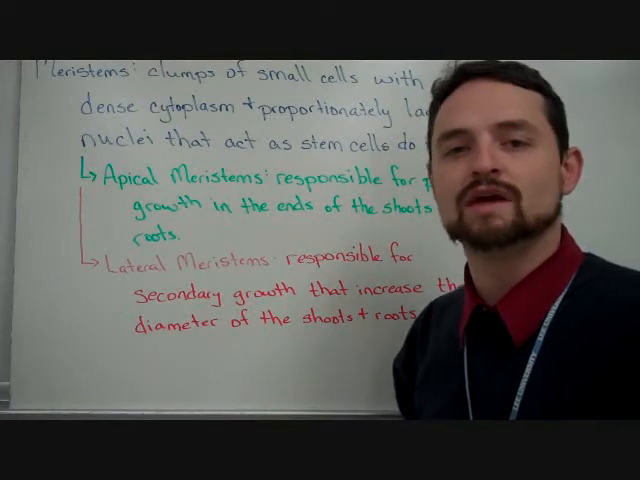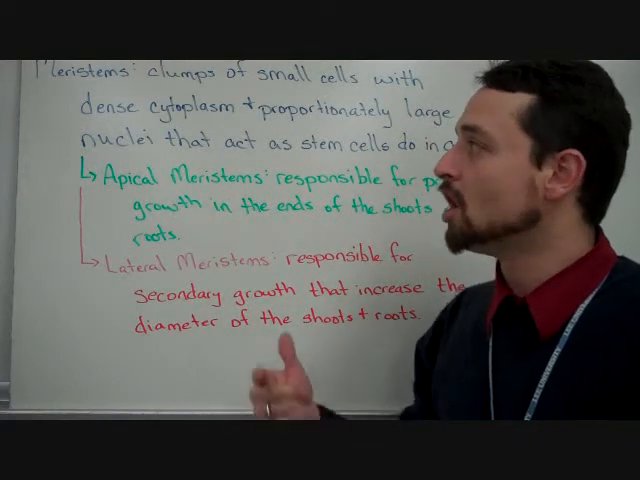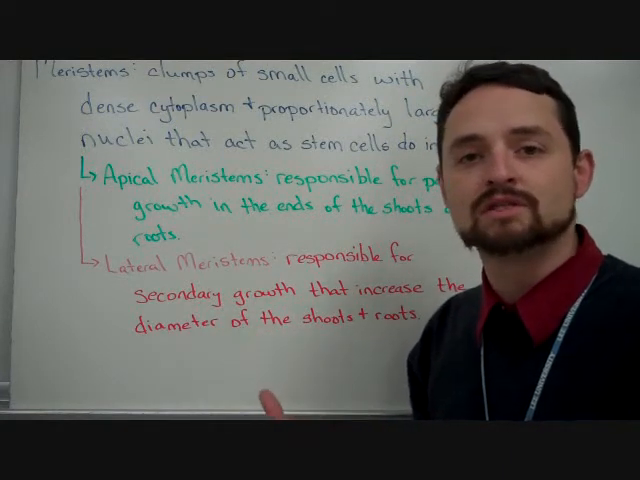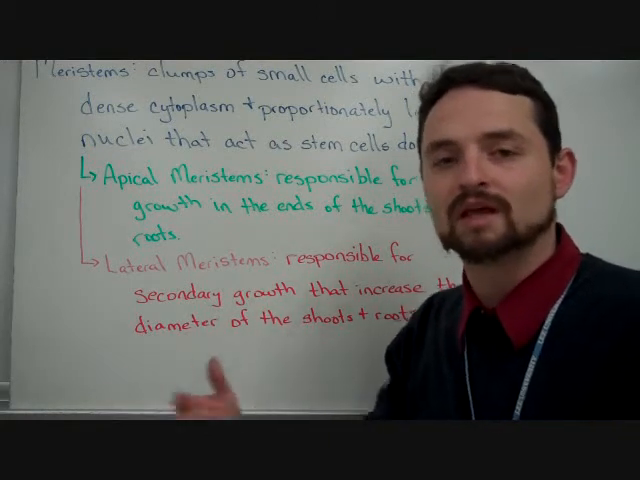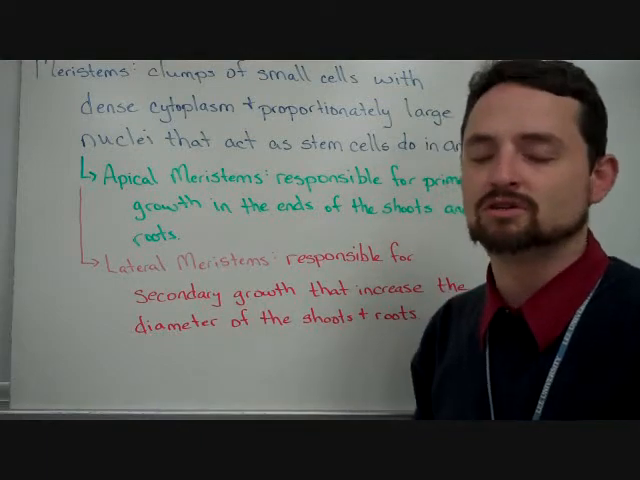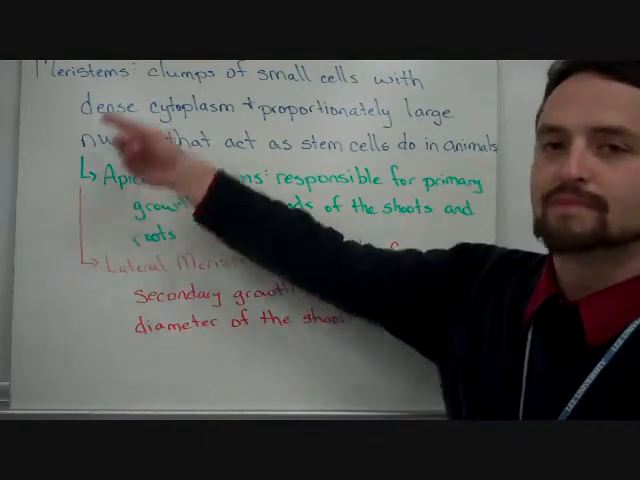Meristems are the cells that do that in plants. Now, they're called meristems instead of just stem cells so you don't get confused between the stem of a plant and stem cells that do a particular job. So they call them meristems.